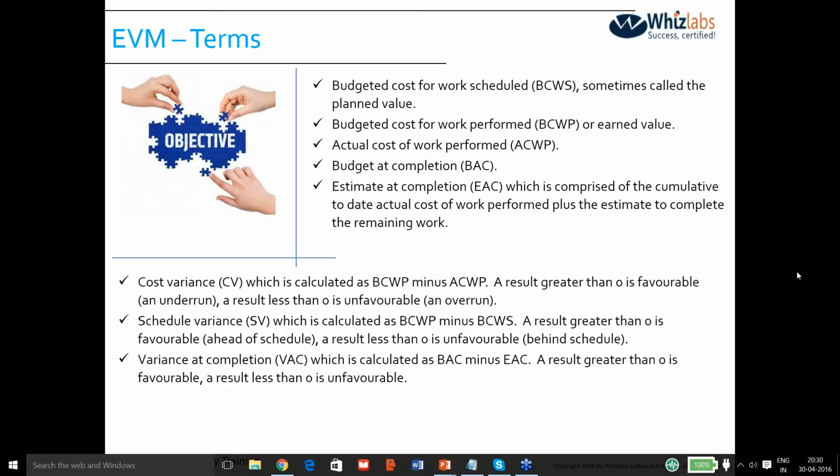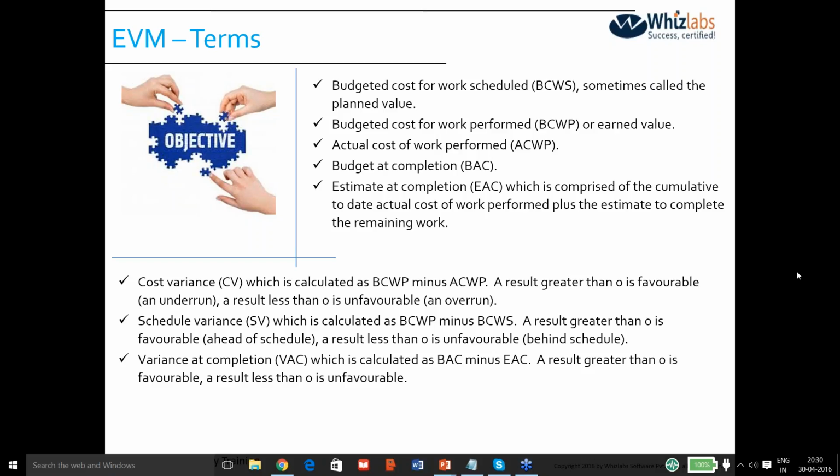Okay. Then you have the budget at completion. Remember one thing, that 40,000 rupees, that is the budget. Whether you are doing more or you are doing less, whether the actual cost is, say, 30,000 rupees or 40,000 rupees or 50,000 rupees, the budget at completion would still be 40,000 rupees.